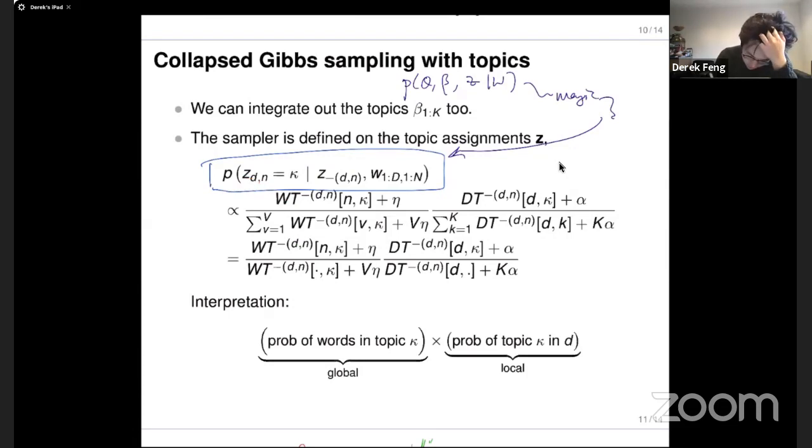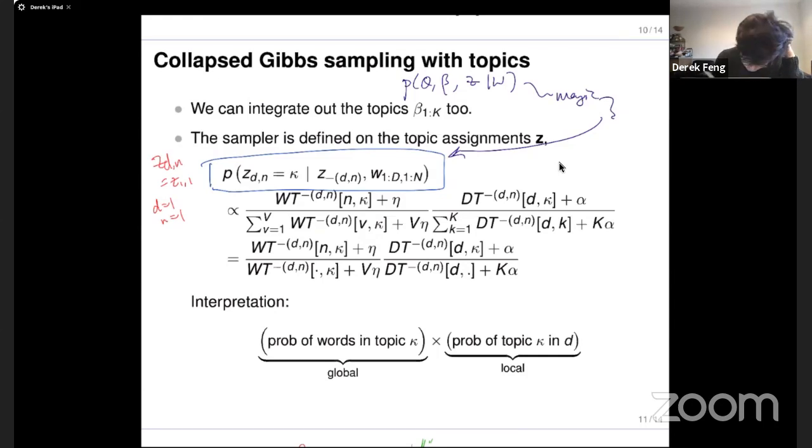So for now, let's just pick ZDN. We're going to pick Z11, right? So I'm going to pick D equals 1 and N equals 1. Okay, so I'm saying the first word in the first document, I want to sample this again, right? And what's the probability that it's going to be equal to kappa?